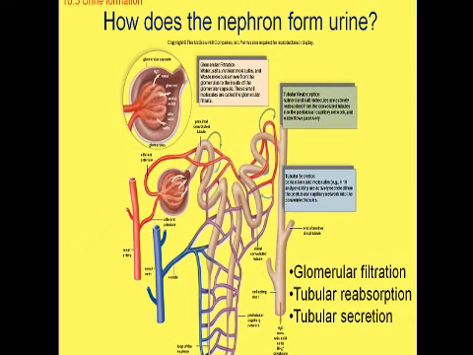Okay, now the last part of it is tubular secretion. Okay, so tubular secretion just means that some things are going to be taken from the blood and put into the urine. So some things didn't make it through here. So we have to continue to take them out of the blood and put them into the urine.